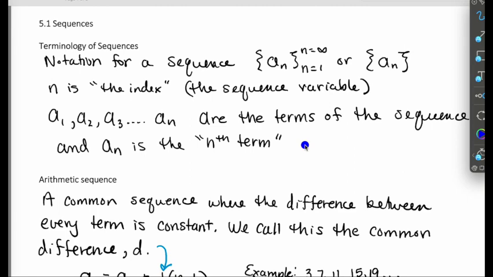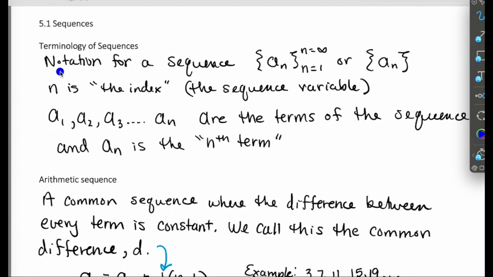In this section, we're going to talk about sequences, and we're going to define what it means for a sequence to either converge or diverge. But before we get into convergence or if it diverges, we're going to talk about some of the basic terminology of sequences and some common sequences. That way, it's either a quick review or a brief introduction if you've never seen this before.